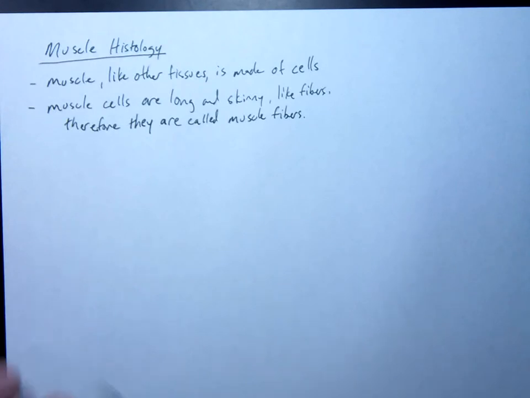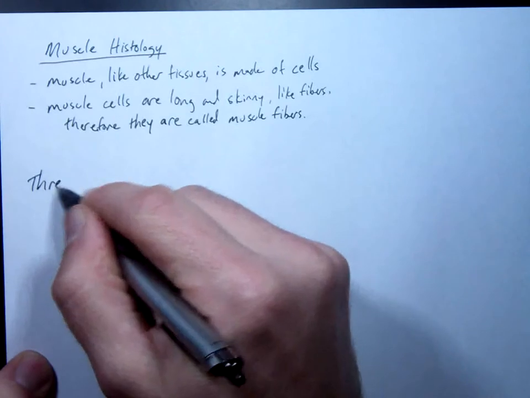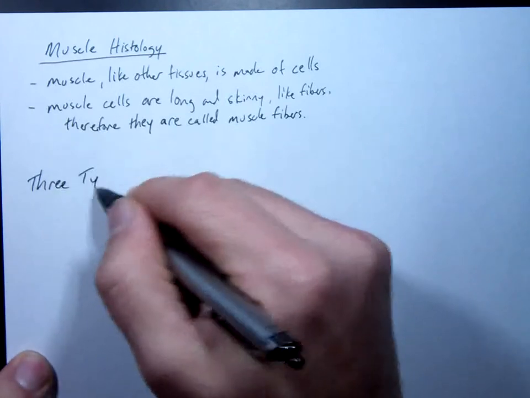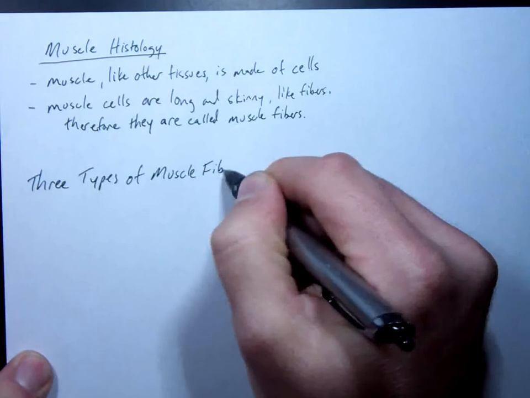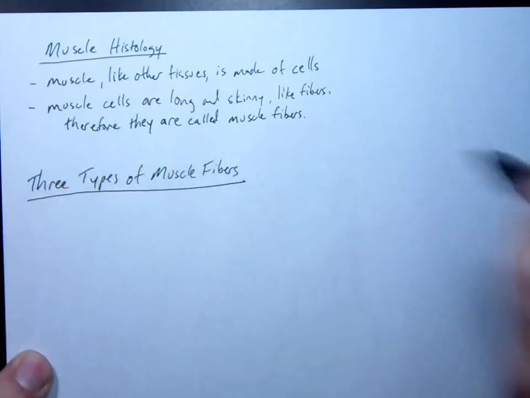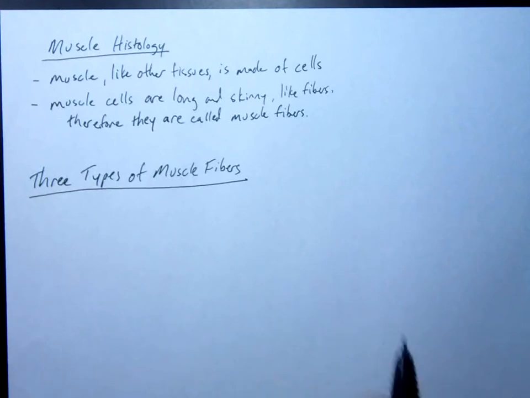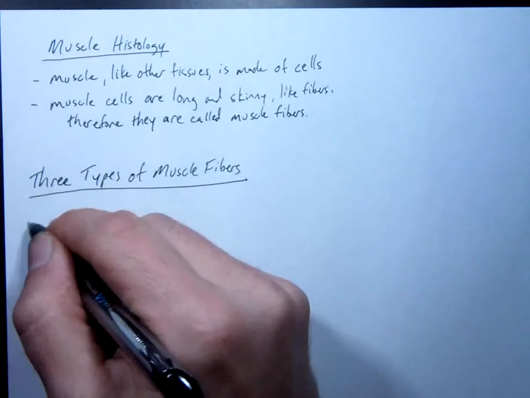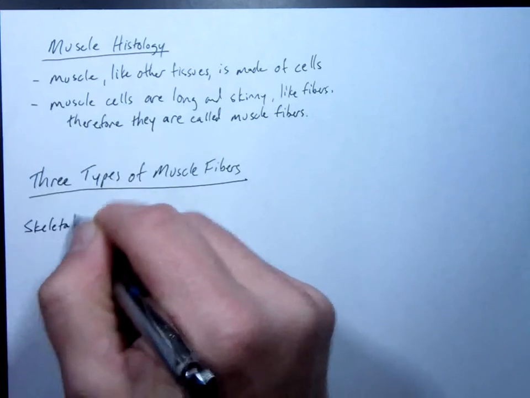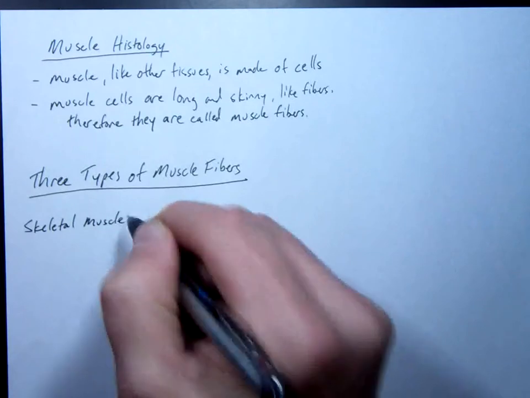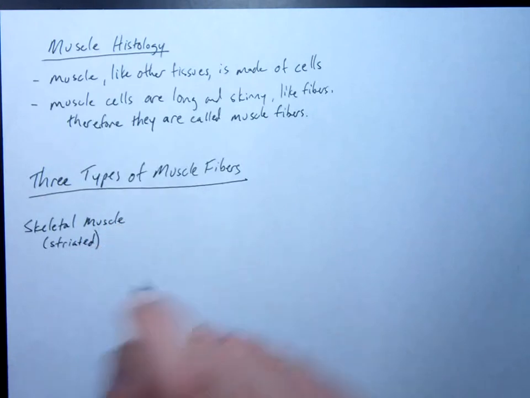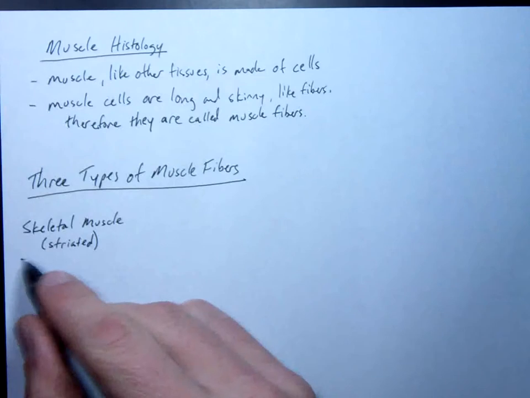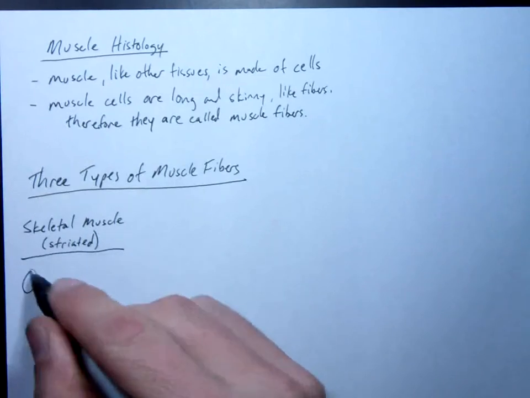All right. There are 3 types of muscle fibers. The first one is the one that there's the most of in the body. Those are all the ones that we're really going to name, which are the skeletal muscles. Sometimes they are called striated muscles, S-T-R-I-A-T-E-D. And they look like this.